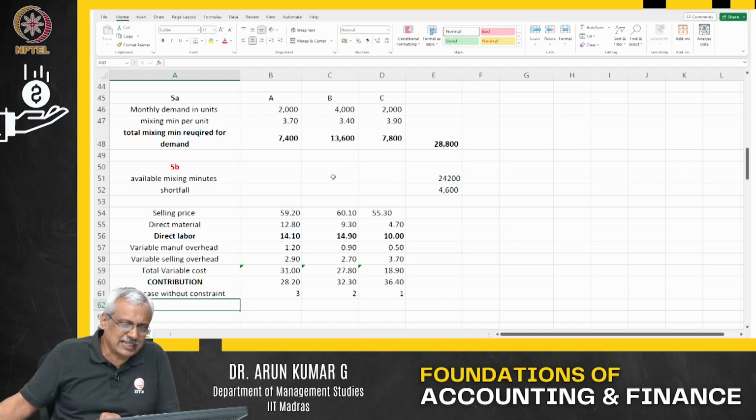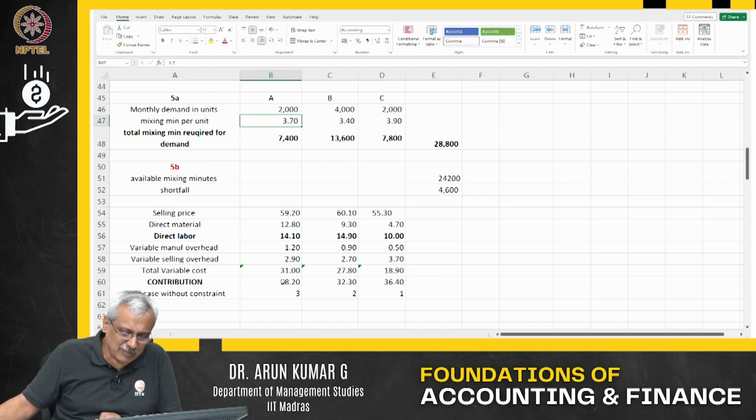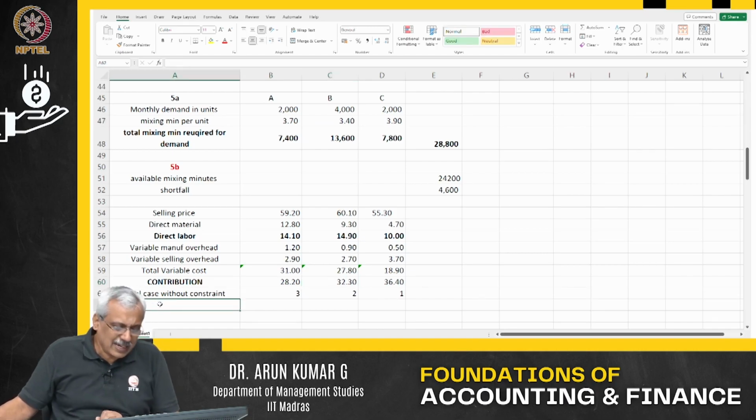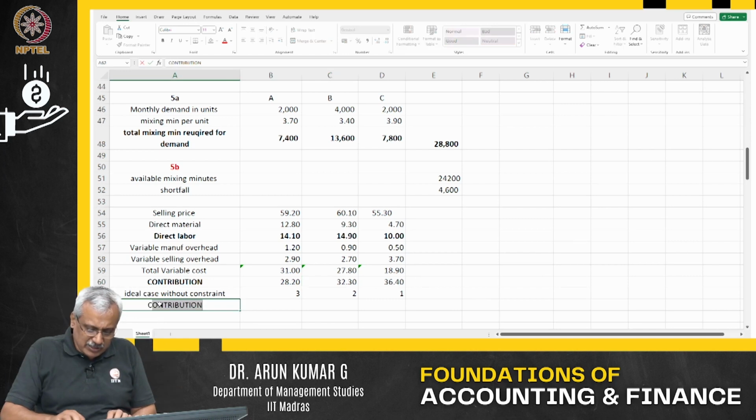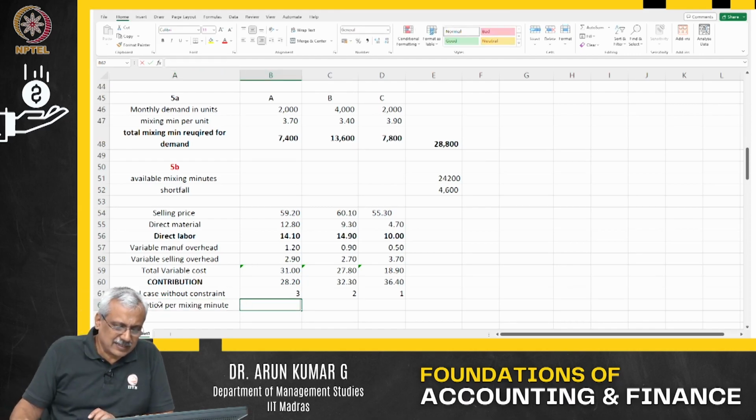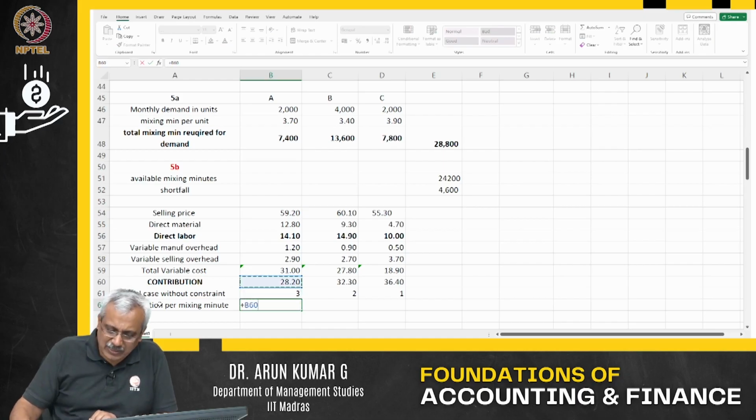For example, here I spend 3.7 mixing minutes and I make a contribution of 28.20, whereas I spend about 3.4 mixing minutes out here and I make a contribution of 32.2, and so on and so forth. So ideally, what matters is contribution per mixing minute, that is the constraint.